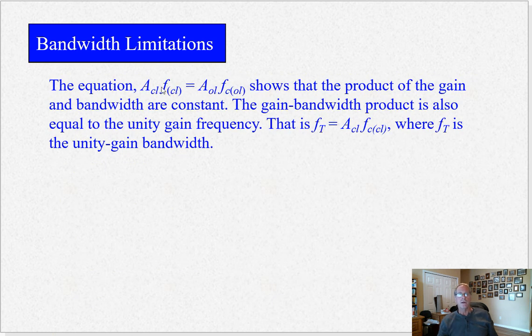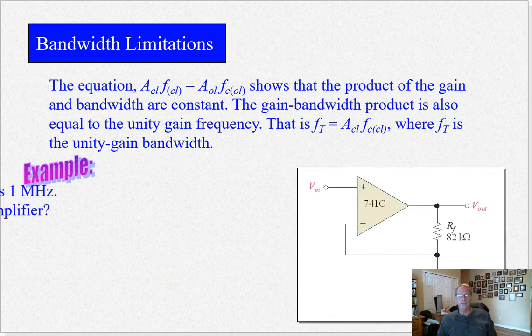Now, there's an equation here that the closed loop gain times the closed loop frequency response equals the open loop gain times the open loop frequency response. That's the gain bandwidth product, this expression here. It's also equal to the unity gain frequency, which is FT. So that's ACL times FCL, where FT is the unity gain bandwidth. So all these things are equal. These are constant, okay, which is very handy.